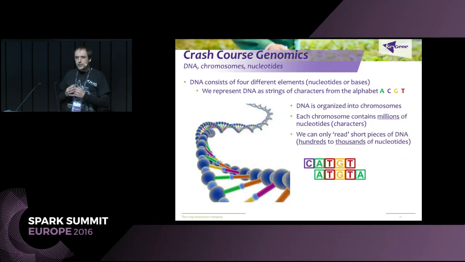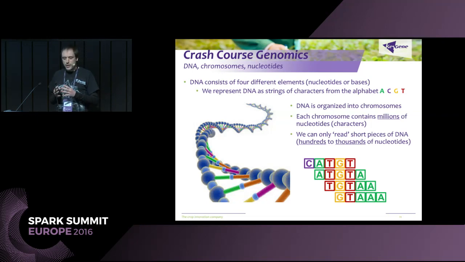Now, we have technology to read DNA, but we can only read short pieces of DNA. So at the moment, we are limited to pieces of 100 to a few thousand nucleotides that we can read at a time. So it is not possible for us to read the entire genome of an individual in one go, but we can read little bits and pieces. And this is one of the challenges that we face on how to deal with this data.